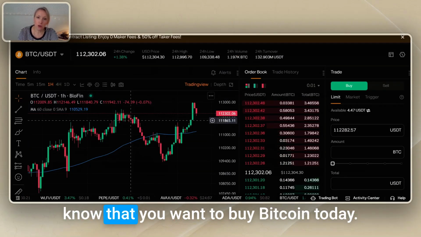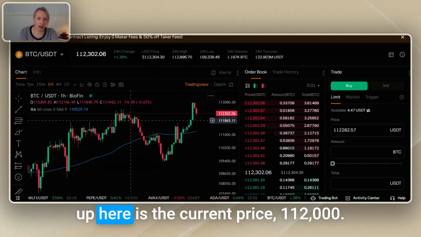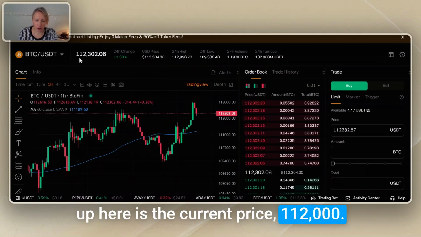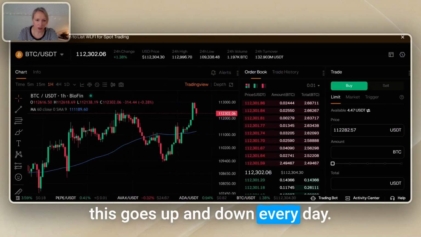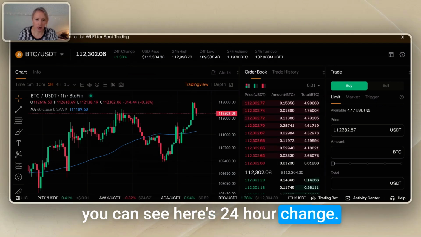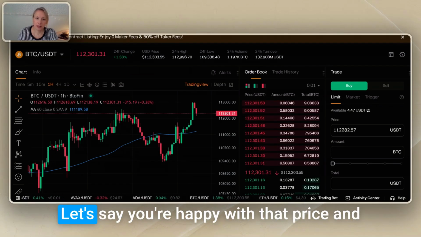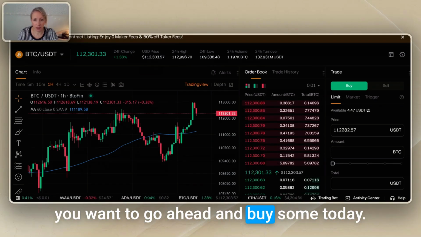So let's say you know that you want to buy Bitcoin today. Up here is the current price, 112,000. This goes up and down every day. You can see here's 24-hour change. It's gone up a little bit. Let's say you're happy with that price and you want to go ahead and buy some today.